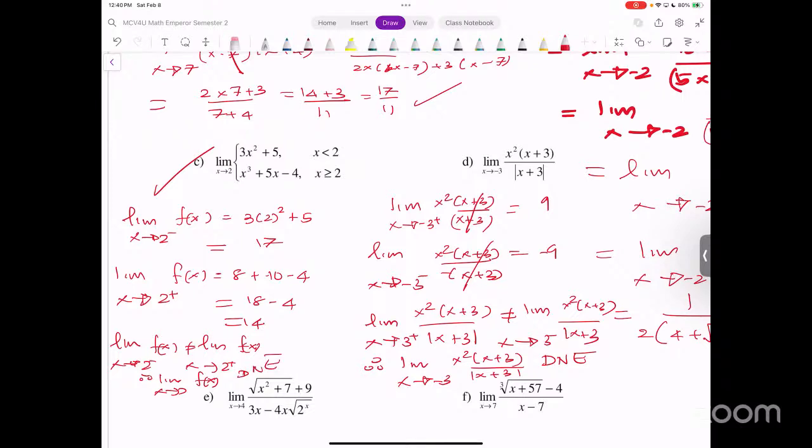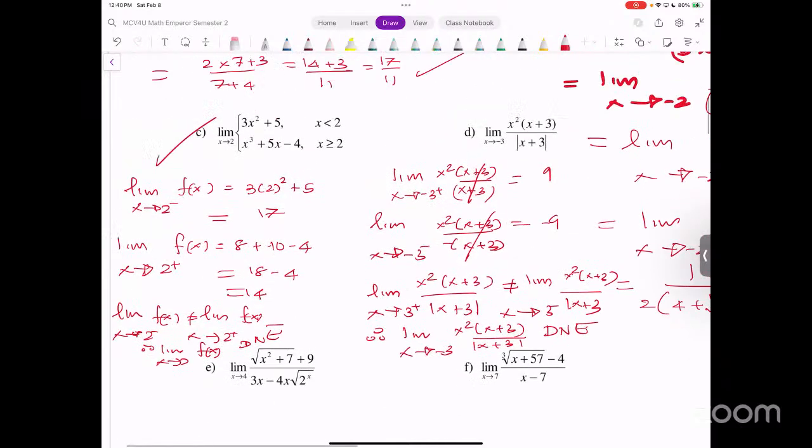Make sense? Sure. So you just substitute it in and then check if they are the same or different in order to state if the limit does not exist, right? That's right. So I choose the right function. 2 minus is going to be by this function, 2 plus is going to be that function. Makes sense?